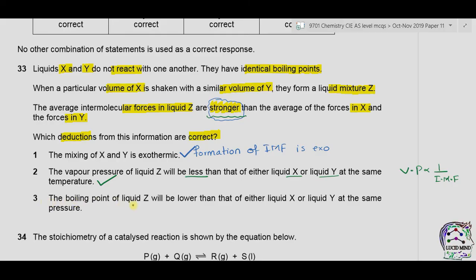3. The boiling point of liquid Z will be lower than that of either liquid X or liquid Y at the same pressure. Now we can see that as intermolecular forces are stronger in the mixture, the boiling point will also become higher. It will not be lower, so therefore option 3 is wrong. As option 1 and 2 are correct, the answer is therefore B.